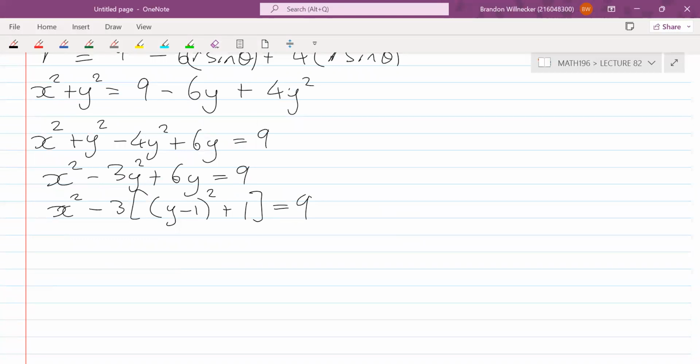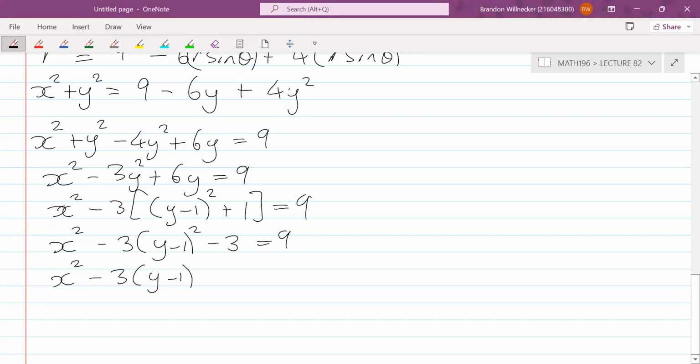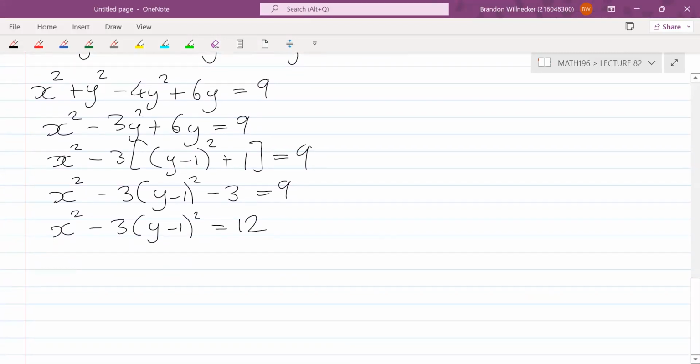Okay, next we can simplify this. So we have x squared minus 3 times (y minus 1) squared minus 3, and that's equal to 9. Here we can take the minus 3 over. So we have x squared minus 3(y minus 1) squared is equal to 12. And lastly, we can divide through by 12 because we want the right-hand side to be 1. Okay, that gives us the standard hyperbola form.